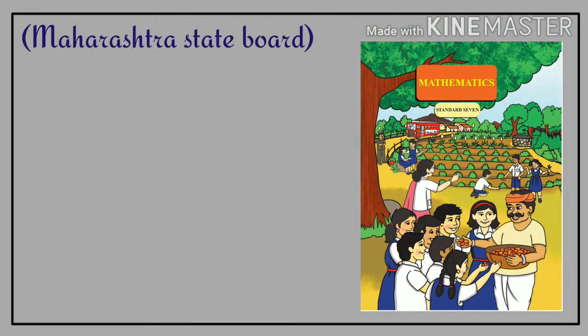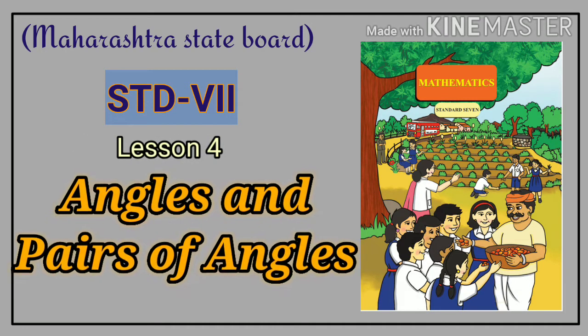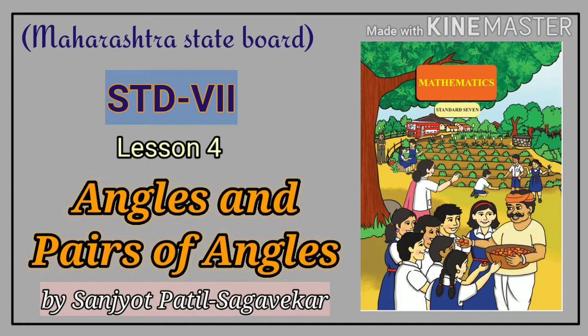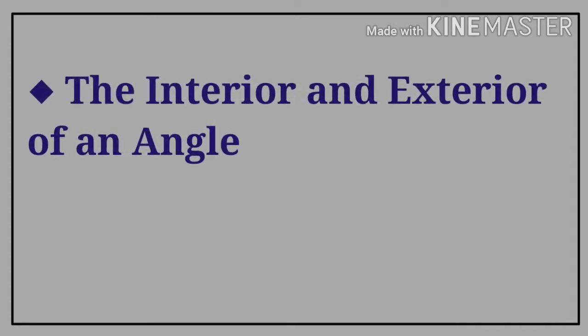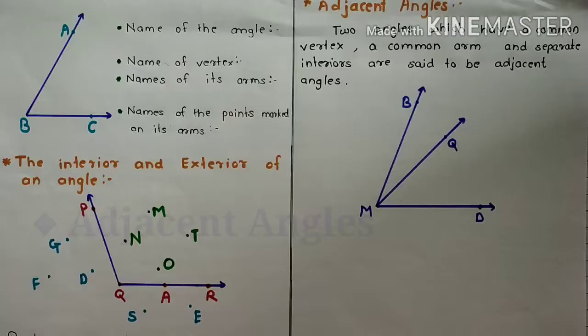Today we are going to learn Standard 7th Mathematics and its lesson number 4, Angles and Pairs of Angles. In this video, we have to learn the interior and exterior of an angle and adjacent angles.